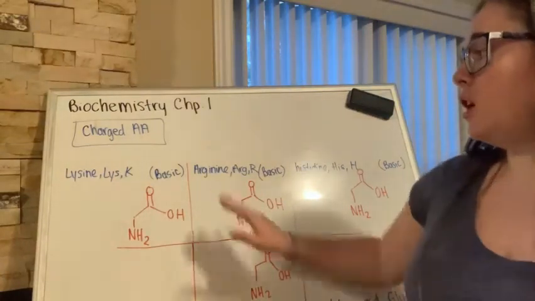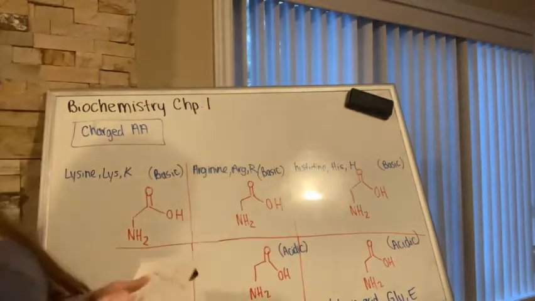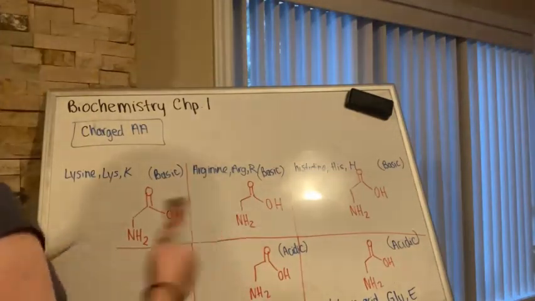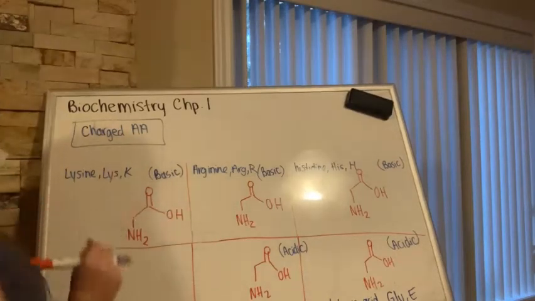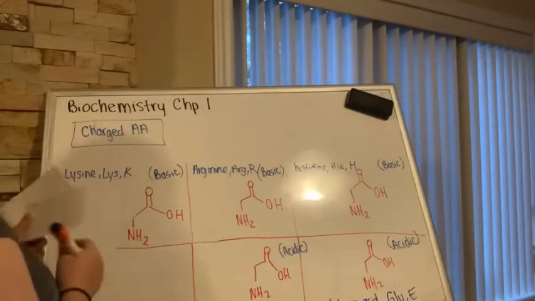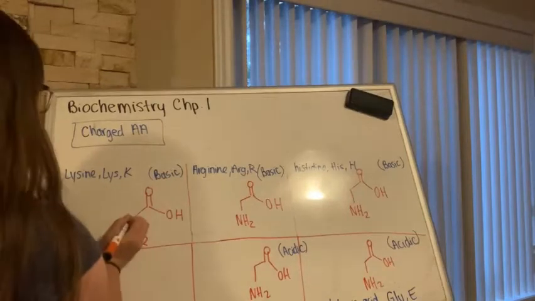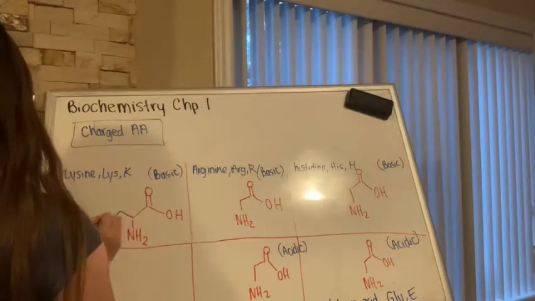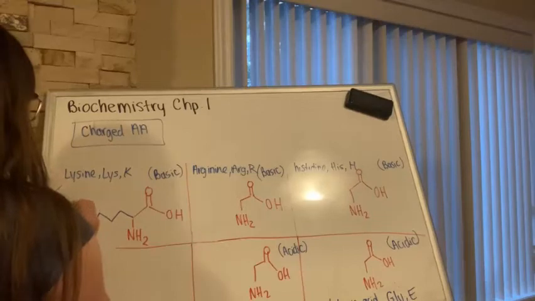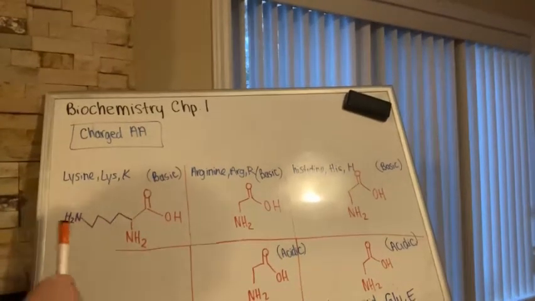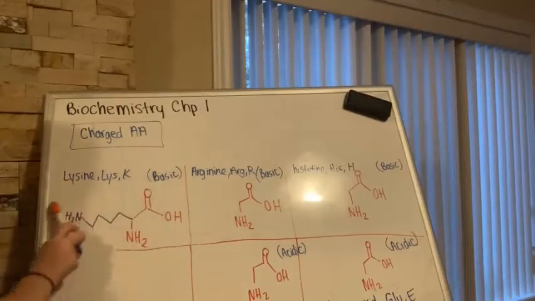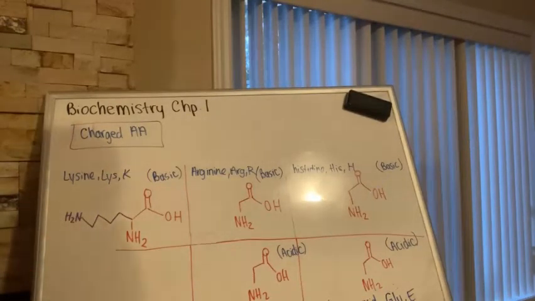So the first basic amino acid that we're going to look at is lysine. So lysine has LYS as its 3-letter abbreviation and K as its 1 letter. And the structure of lysine looks like this. Okay, so there's a few carbons and then this nitrogen group right there.